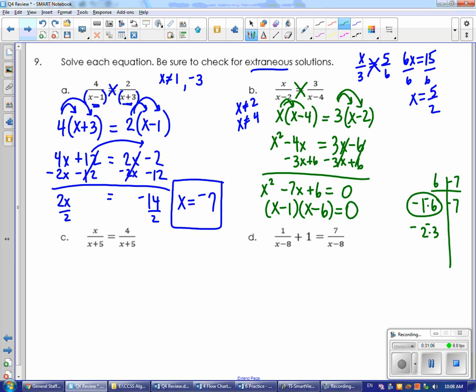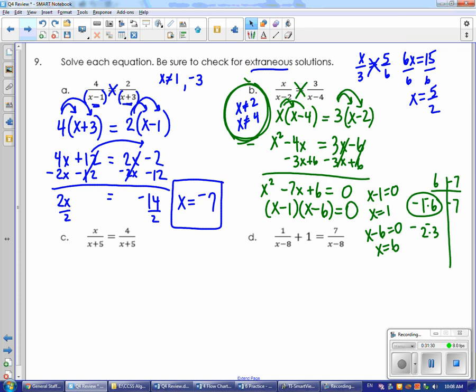And then because I'm multiplying two things and my answer is 0, I know that one of those quantities has to be 0. So either x minus 1 is equal to 0 or x minus 6 is equal to 0. We did this back in our quadratic unit. So either x is 1 or x is 6. And I'm going to just go back and check my domain here, because my domain is basically that x can't be 2 or 4. And because neither one of these numbers are 2 or 4, I've got two solutions to this equation. But let's take a look at letter C.